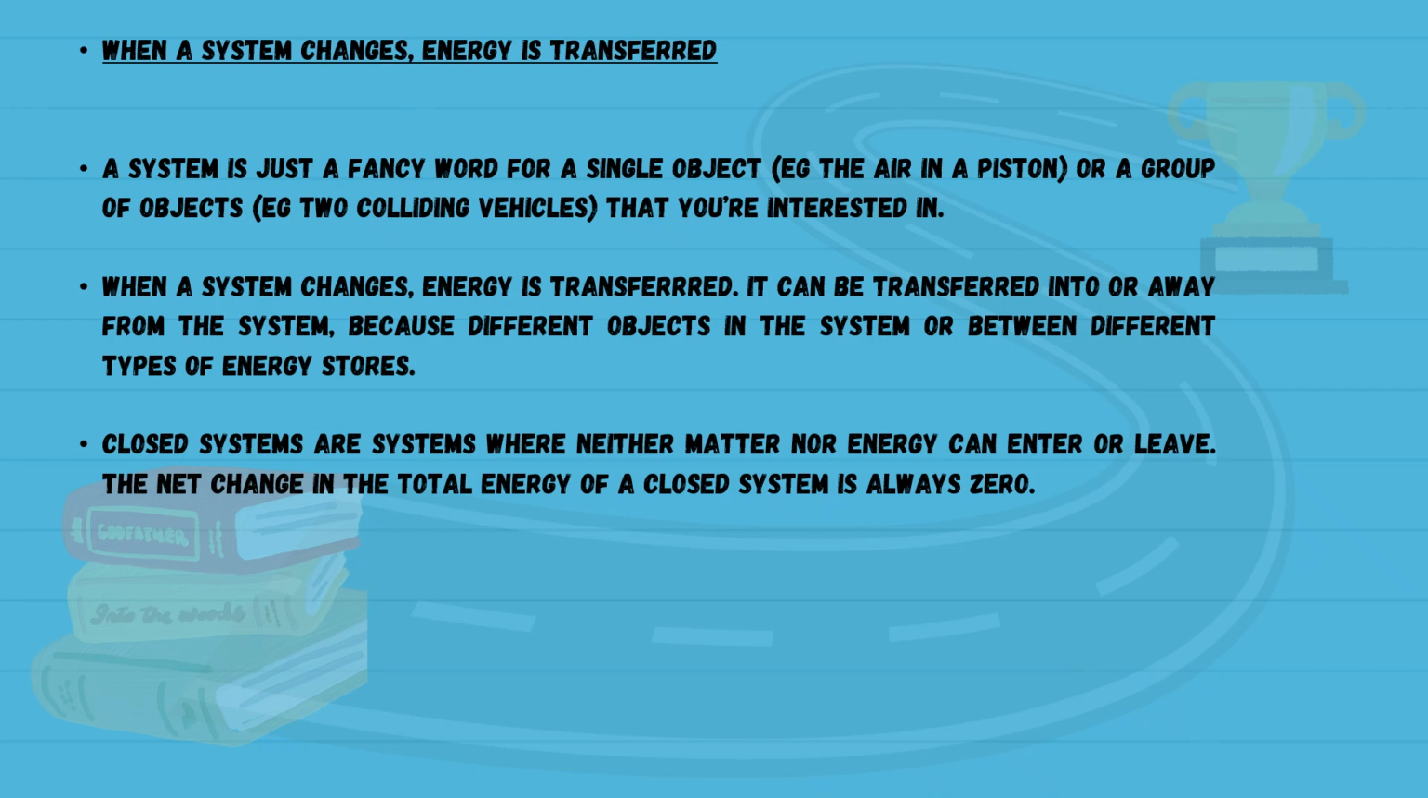When a system changes, energy is transferred. It can be transferred into or away from the system, between different objects in the system, or between different types of energy stores. Closed systems are systems where neither matter nor energy can leave or enter. The net change in the total energy of a closed system is always zero.